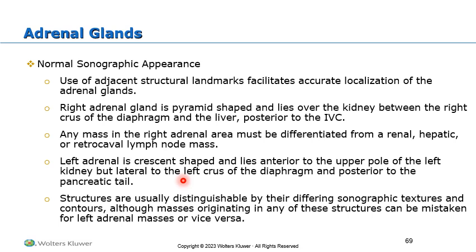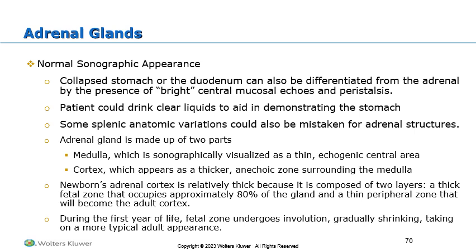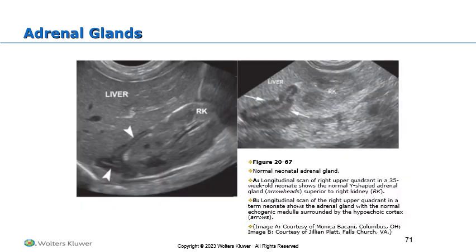Structures are usually distinguishable by differing sonographic texture, so really look for those texture changes. And we have some examples coming up here. Okay, so here is an example where you can see that texture change, where it has that hypoechoic region surrounding a little bit more echogenic region, and it really has that V, kind of a gyri type of shape as well.